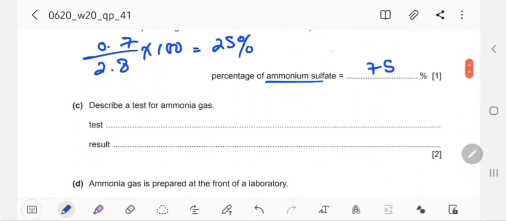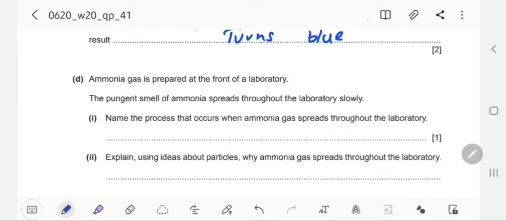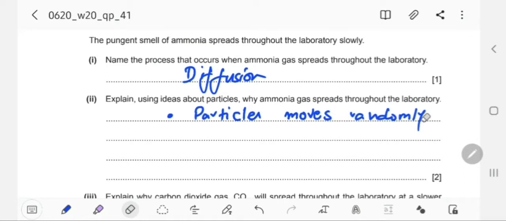Describe a test for ammonia gas. Well, as ammonia is an alkaline gas, damp red litmus paper turns blue. Okay, name the process that occurs when ammonia gas spreads throughout the laboratory. As it is a gas, diffusion will occur. So why do we use the word diffusion? We have to explain using the idea about particles. So the first point would be that particles move randomly, as these are gas particles. And the second point would be that diffusion occurs from high concentration to low concentration.